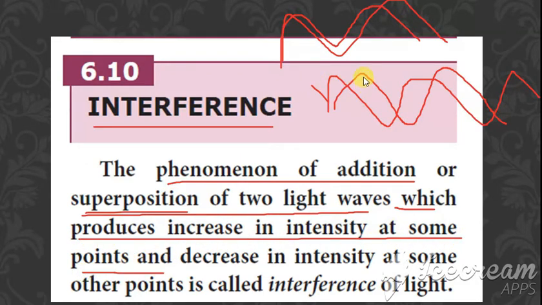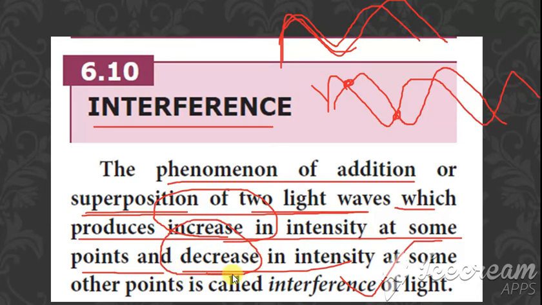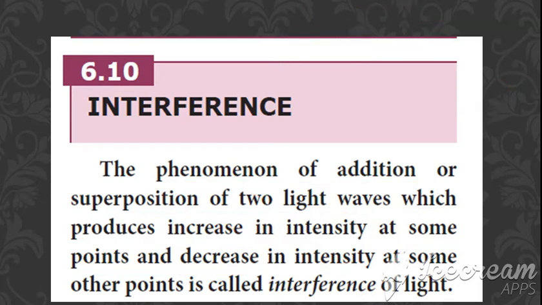Because of this, what happens? At some points there is an increase in intensity, at some points there is a decrease in the intensity. That is called interference. So the phenomenon of addition or superposition of two light waves which produces increase in intensity at some points and decrease in intensity at some other points is called interference.